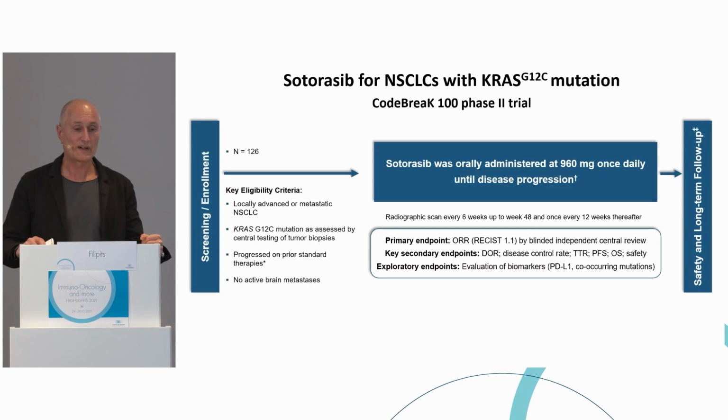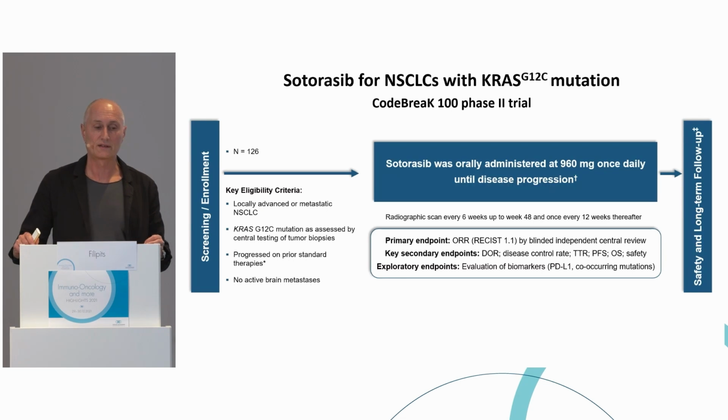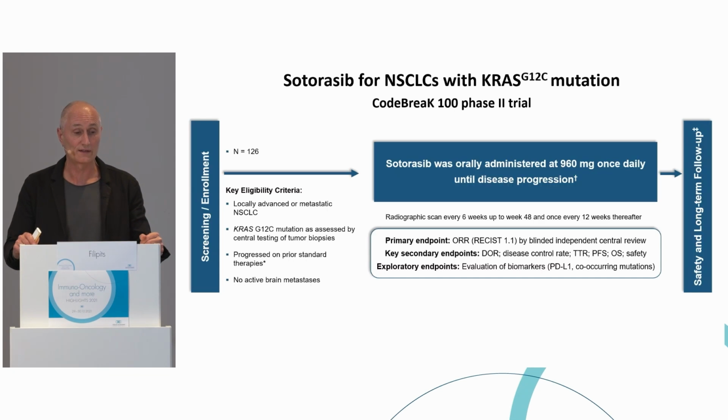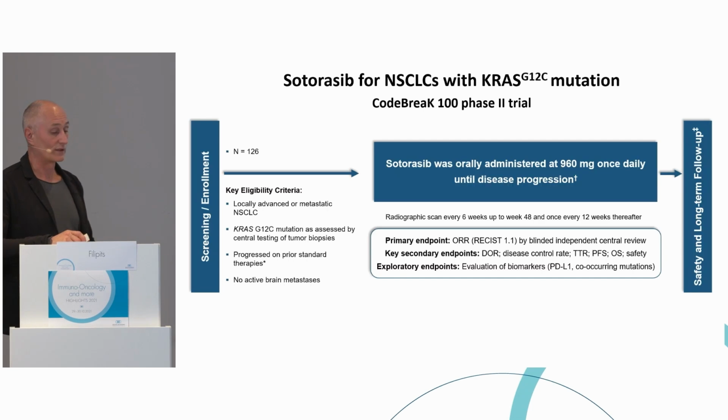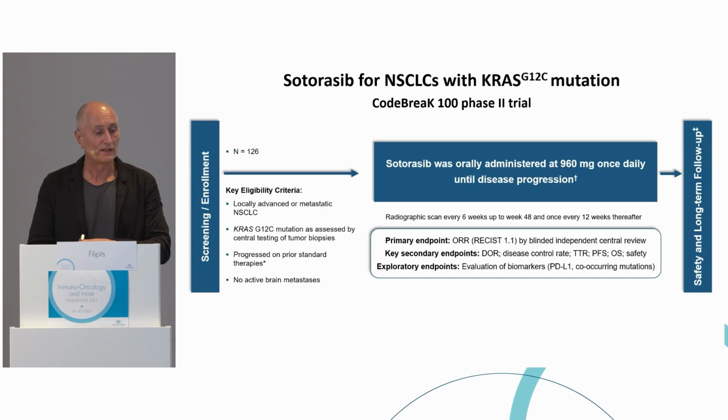So sotorasib was studied in a phase 2 trial. The trial was called CodeBreak 100. The results were published recently in the New England Journal of Medicine, and in this paper, the efficacy of sotorasib was studied in patients with non-small cell lung cancer. In this phase 2 trial, 126 patients were included. Key eligibility criteria were locally advanced or metastatic non-small cell lung cancer. The KRAS G12C mutation must be present, assessed by central testing.